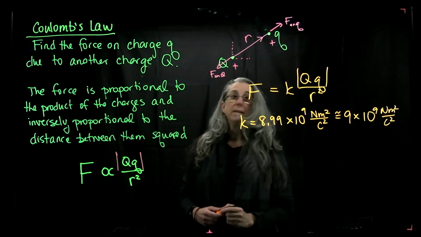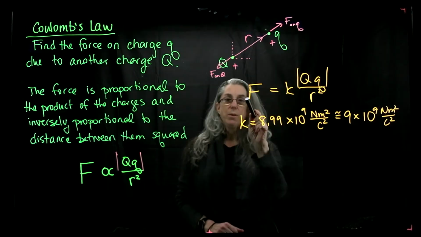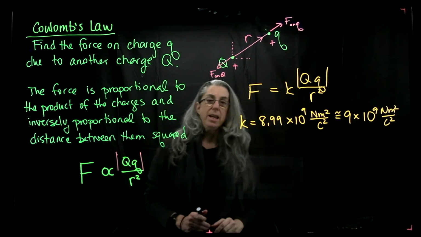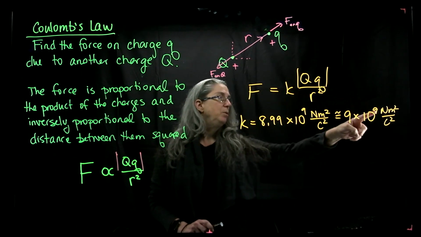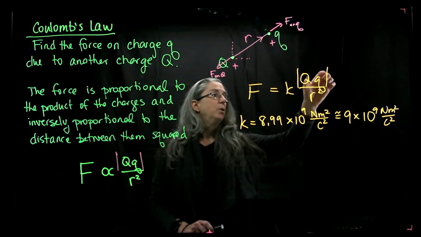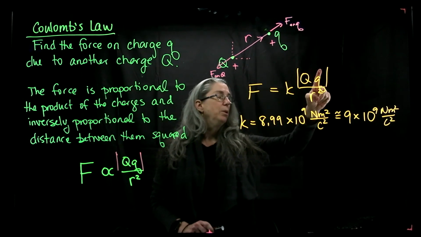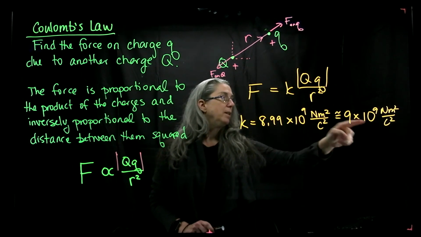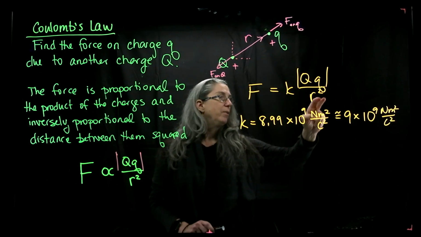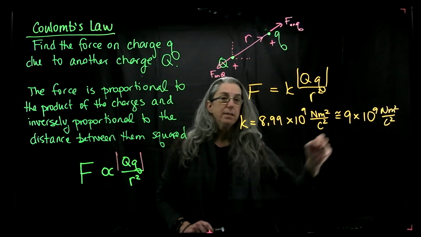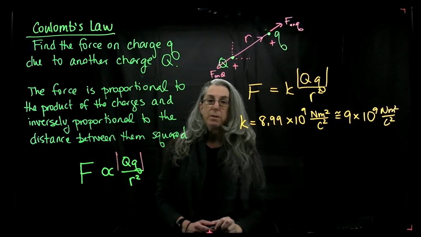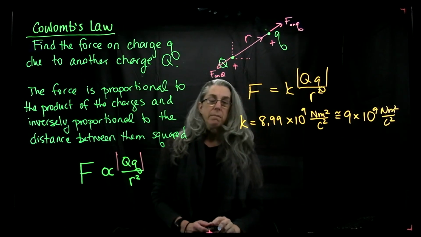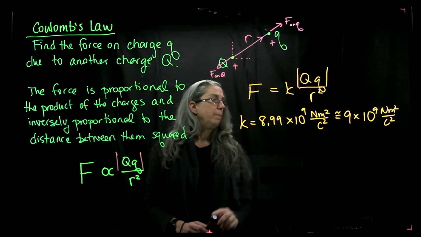That makes sense. We know the force has to be in newtons, and the k has Newton meter squared over Coulomb squared. There's going to be a coulomb times a coulomb, canceling the Coulomb squared in the denominator of the constant, and then for the r squared there will be meter squared, canceling that, and you'll be left with newtons. So that makes good sense. So we have that equation.